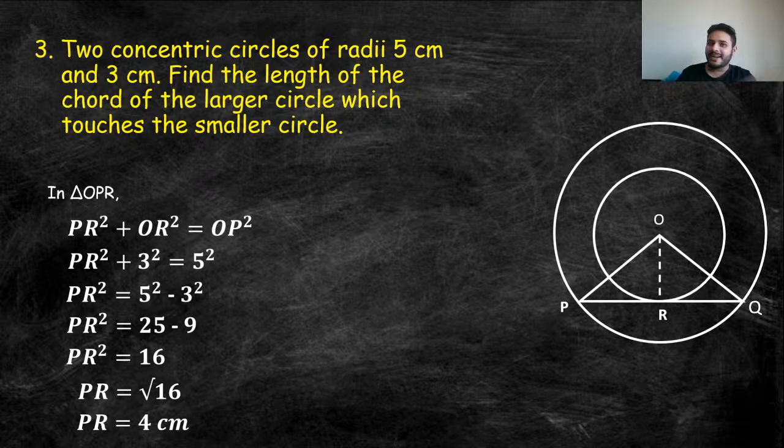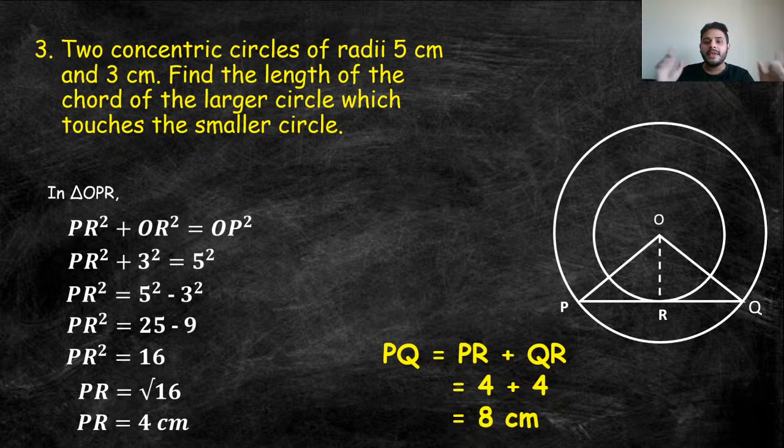Now the question is not complete yet. We have to find the total length. Okay, we don't have to find the length. We have to find the length of the chord of the larger circle. So we say PQ is nothing but the addition of PR and RQ. So we add them. 4 plus 4 is equal to 8 centimeters. So this is how we apply the given theorems in the given sums.